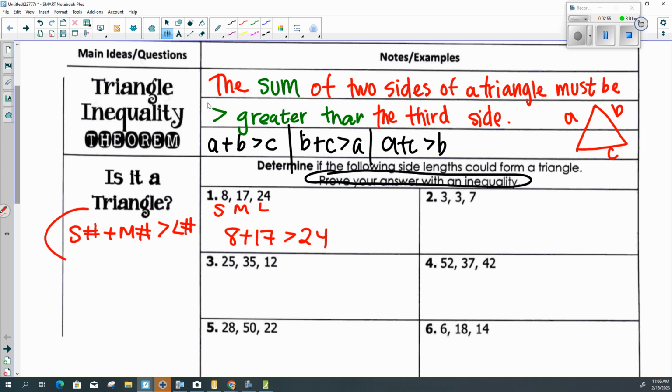So make sure you write this one down because we're only doing a few examples. I know it looks like we're doing a million. We're not. We're doing a few and then we're going to move on.